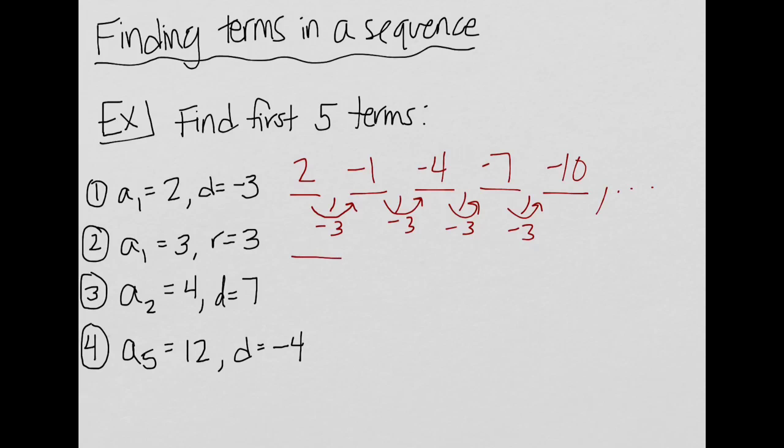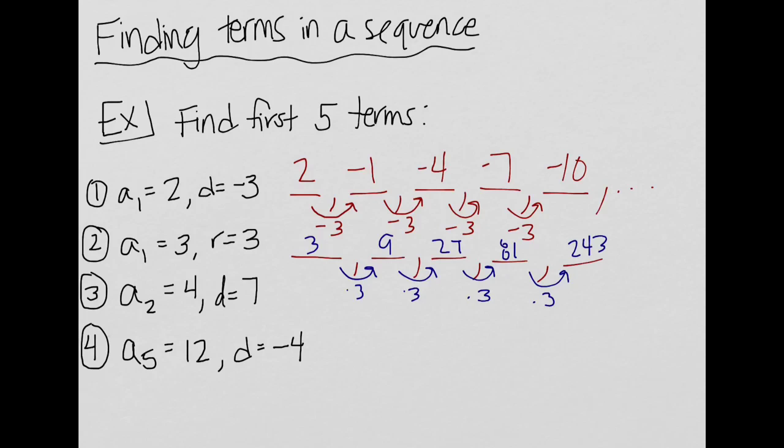Alright, this next one still wants 5. I'll do this in a different color. The first one is 3, and now it says to get to the next term, remember r implies multiplication, so I want to multiply by 3. So this will be 9, and then times 3, which is 27. Times 3, which is 81, and then times 3, which will be 243, big number, dot, dot, dot.